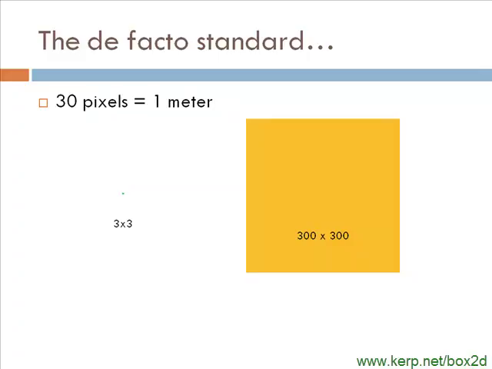You'll see this value used a lot. There's nothing magic about it. You could certainly go with 40 pixels, you could go with 20 pixels, you could go with 70 pixels. As long as most of your objects still fall within this 0.1 to 10 meter range, you'll be okay. It just so happens most people go with 30, and so I guess we will too.